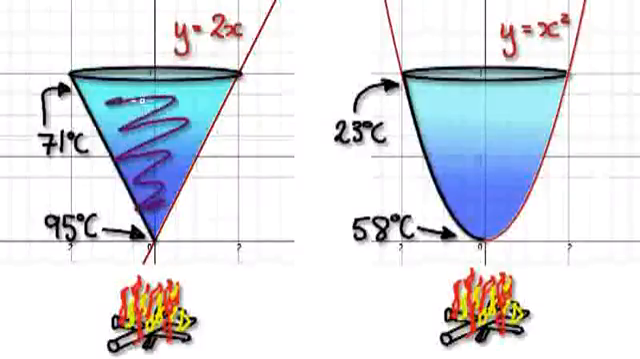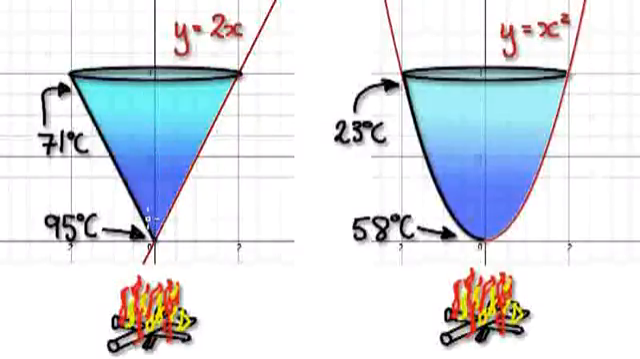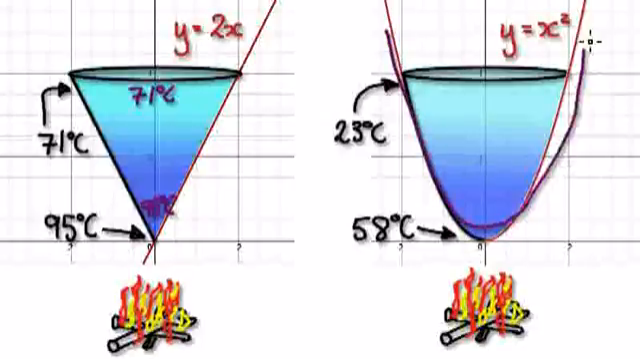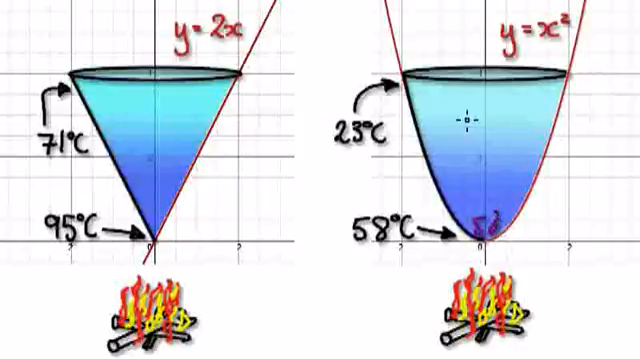Well, this is water here. So we are heating it. At the moment the temperature here is 95 degrees Celsius. Up here is 71 degrees Celsius, and over here the equation is given by this, and the temperature down here is 58. Temperature up here is 23.